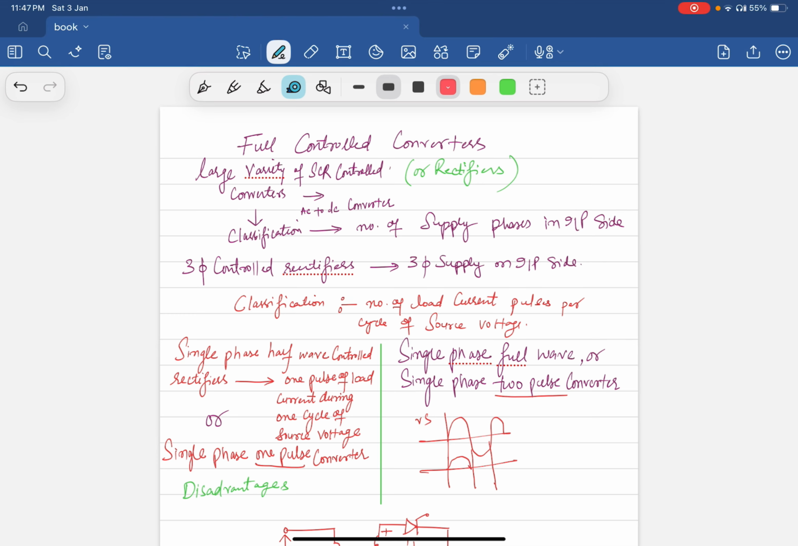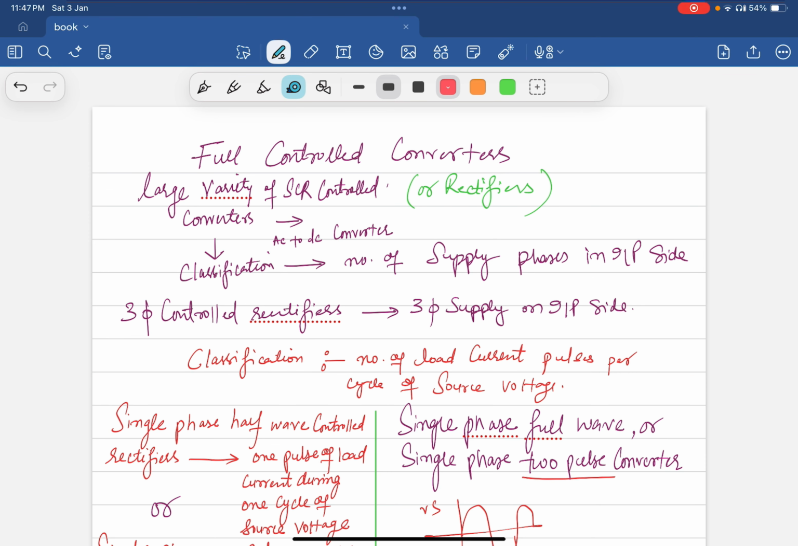Today we will discuss the full wave converters. There are large varieties of SCR controlled converters. We can also name them as rectifiers. As we know, a rectifier is a device that converts AC to DC. So there are large variety of them.